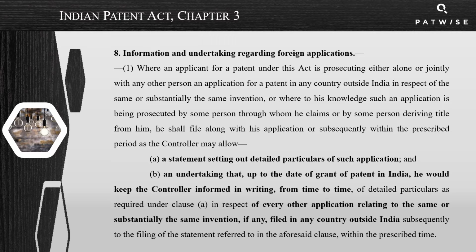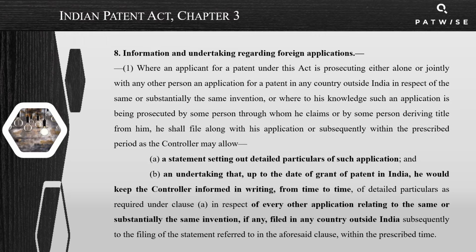Section 8. Information and undertaking regarding foreign application. We saw in Section 7, the form of application. According to Section 7, we have to file a proof of right, which is in Form 1, a declaration of inventorship, which is in Form 5, and then a complete or a provisional specification in Form 2. Now further to all of these three forms, there is another important form that an application should be accompanied with, which is called the information and undertaking regarding any foreign application.